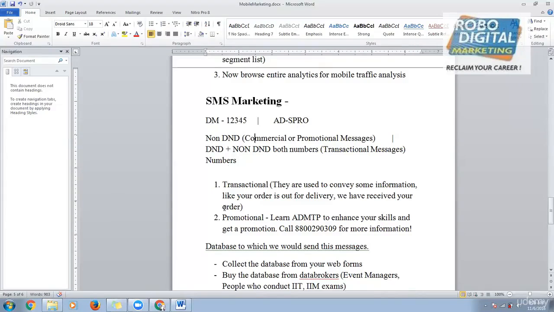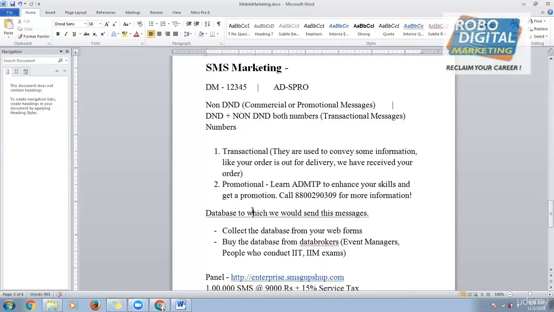Okay. Now, database: to whom you should send the messages. First of all, it is preferred to send messages only to people who have filled the form on your website, and you have collected their mobile number along with their email ID. It is preferred to send to them.